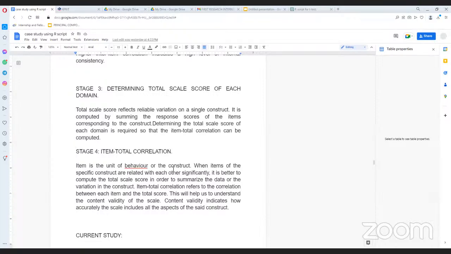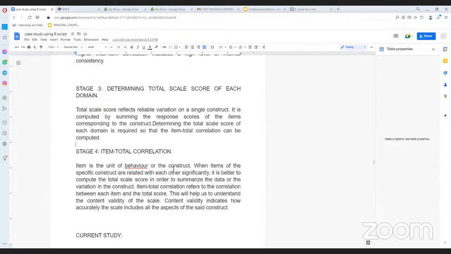Total score. Why are we calculating the total score? Sir, to summarize the data and to value the variation in the construct. So total score represents the construct.